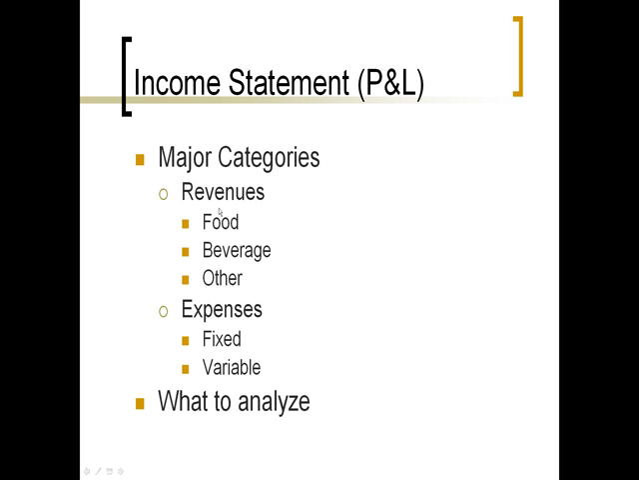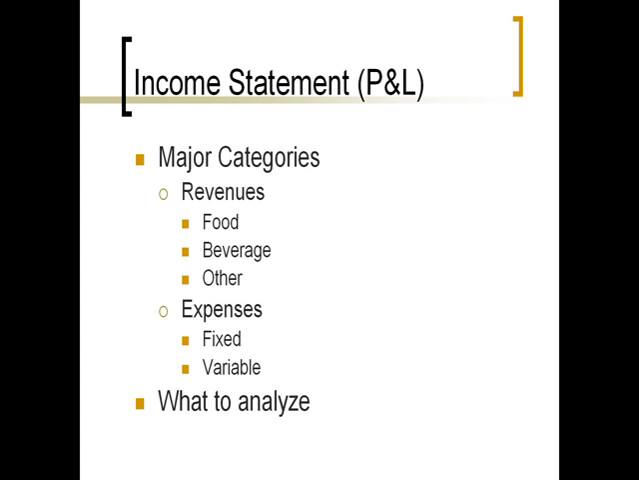So our major categories, we have revenues and expenses. We're going to sell items, we're going to generate revenues, but then we have to pay for those food and labor and all that. So we're going to have some expenses. So we need to make sure that we're analyzing those costs effectively.